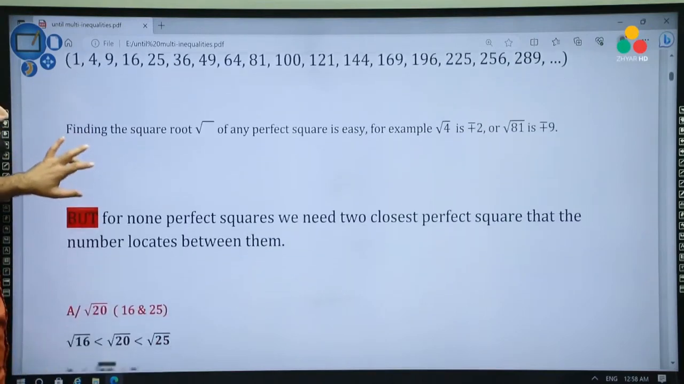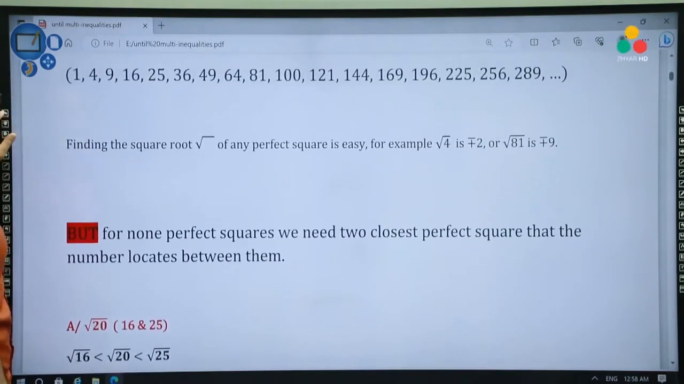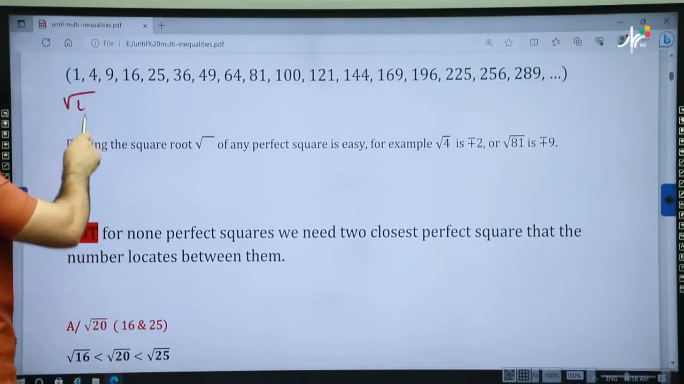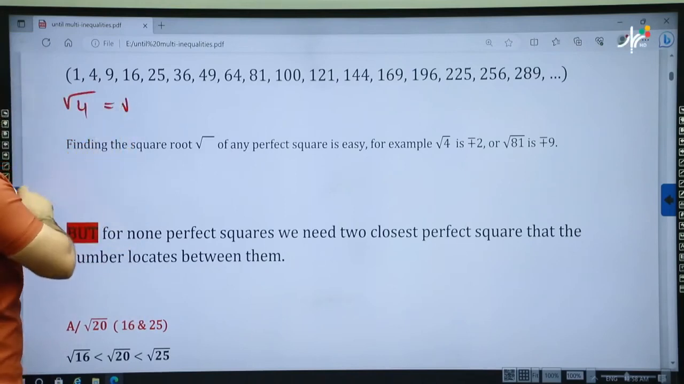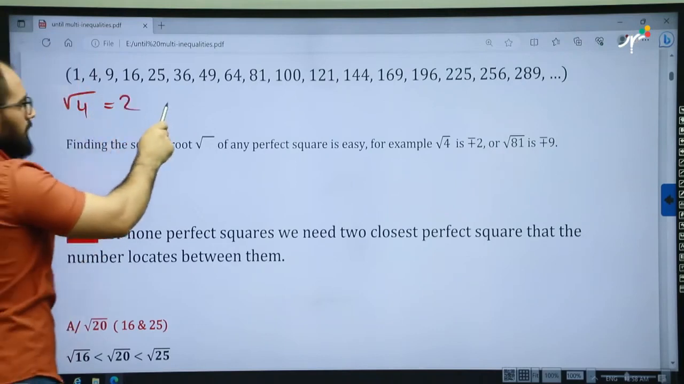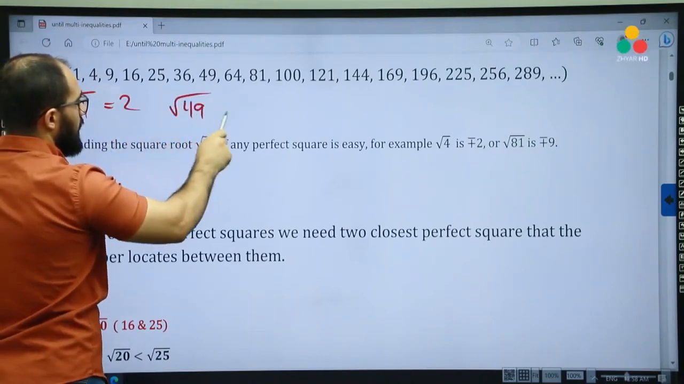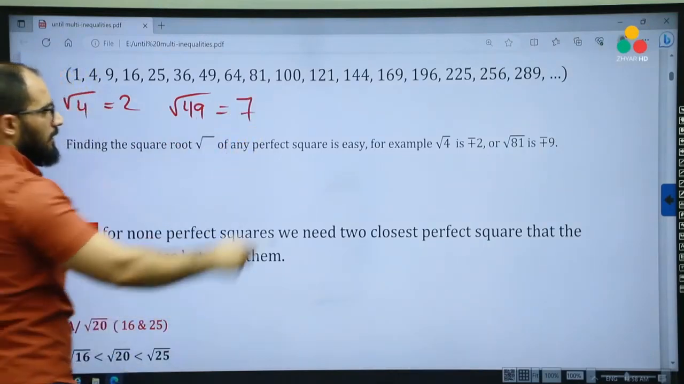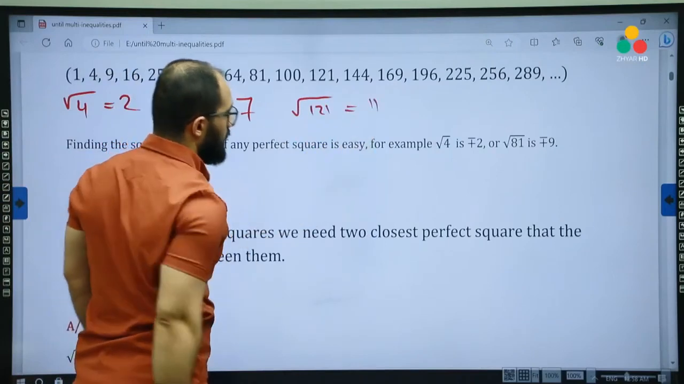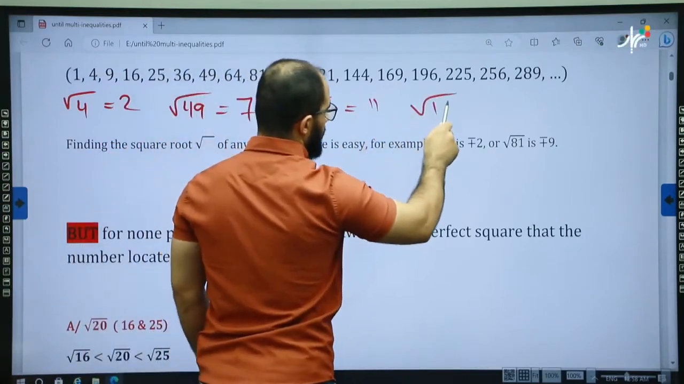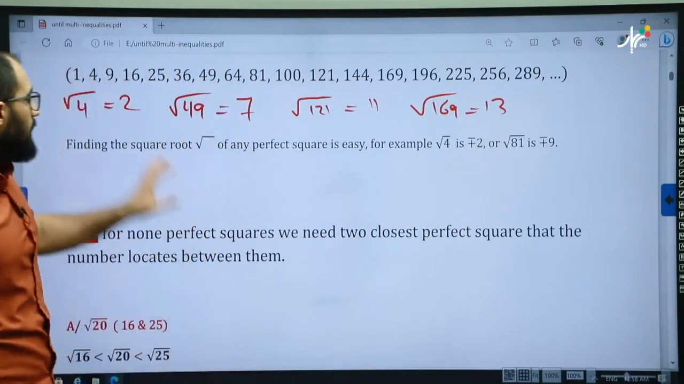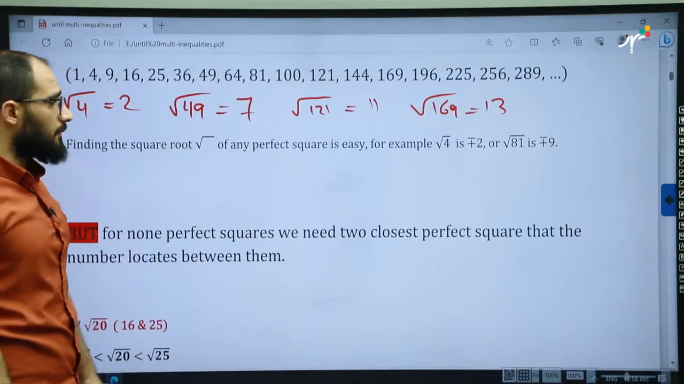When you want to find the square root of a perfect square, it's quite easy. For example, the square root of 4 is 2. The square root of 49 is 7. The square root of 121 is equal to 11. The square root of 169 is equal to 13. So finding the square root of a perfect square is easy.